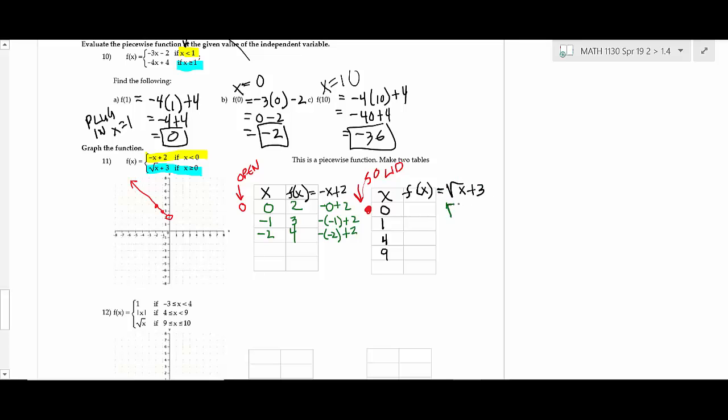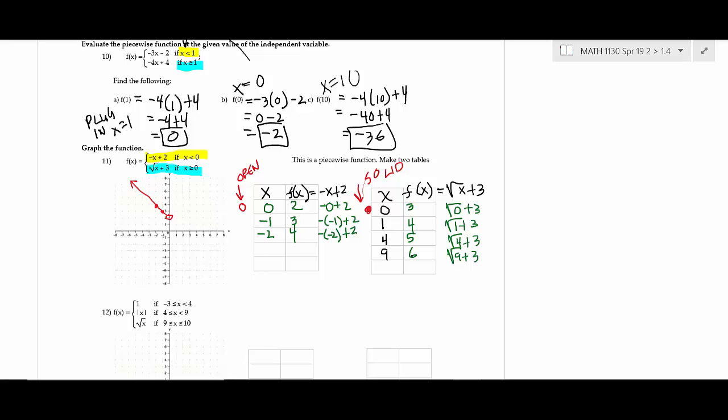So you're going to do square root of 0 plus 3. So that's going to be 3. Then you do square root of 1 plus 3. So that's 1 plus 3. So that's 4. Square root of 4 plus 3 would be 2 plus 3. So that's 5. And then finally, square root of 9 plus 3 is going to be 3 plus 3. So that's 6. Okay? Does everybody understand why I chose what I did for X?